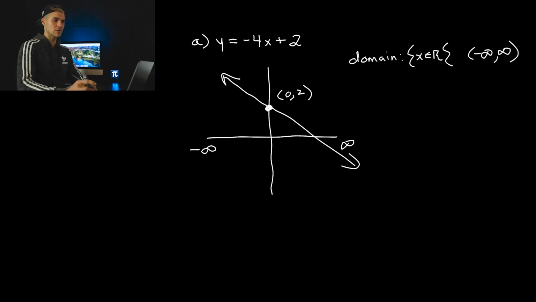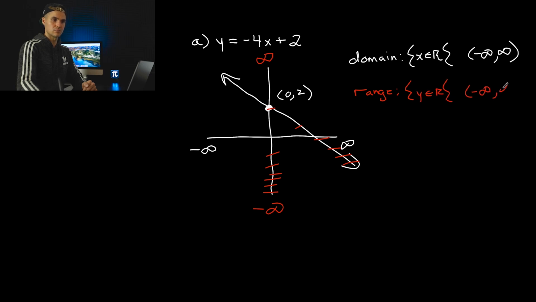Okay, what about the range? Well, from the bottom to the top, notice that if we extend this infinitely, all of the y values are going to get touched on this line, right? And so there's not going to be any restrictions on the range either. So we would say it's just y ∈ ℝ, and that's going from negative infinity to positive infinity, like that.